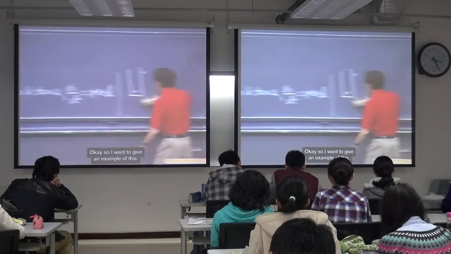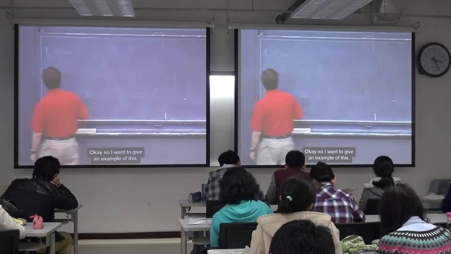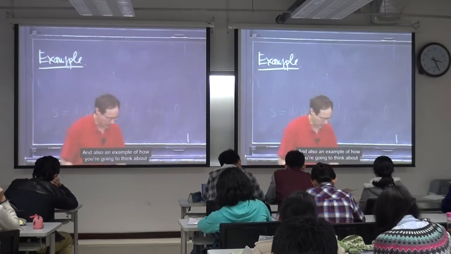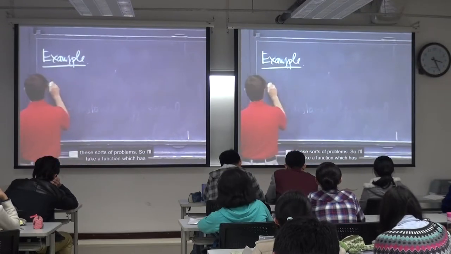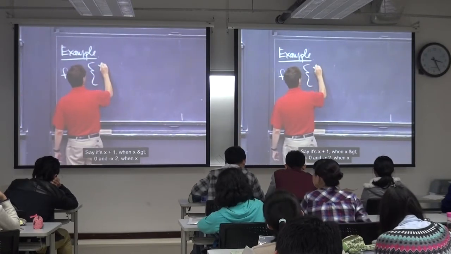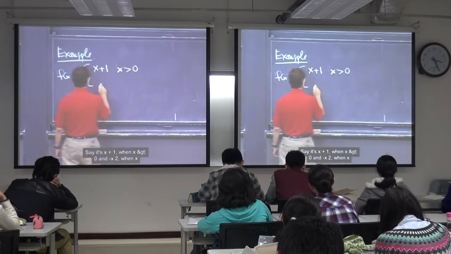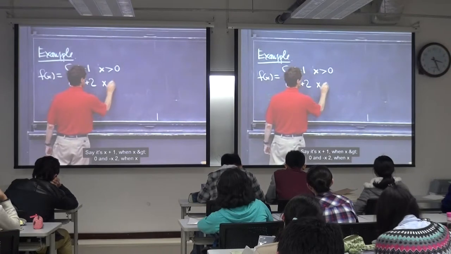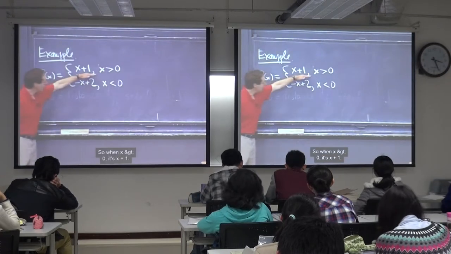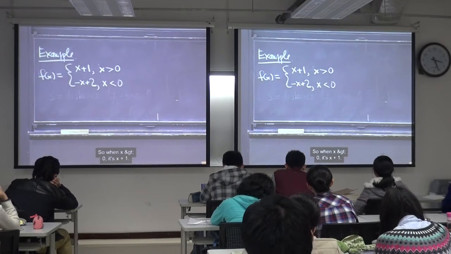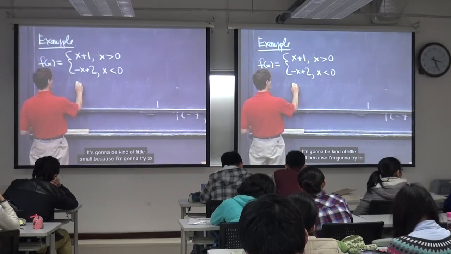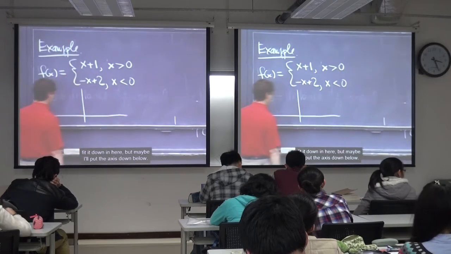Okay, so I want to give an example of this, and also an example of how you're going to think about these sorts of problems. So I'll take a function which has two different definitions. Say it's x plus 1 when x is bigger than 0, and minus x plus 2 when x is less than 0. All right, so when x is greater than 0, it's x plus 1. Now I can draw a picture of this. Maybe I'll put the axis down below.